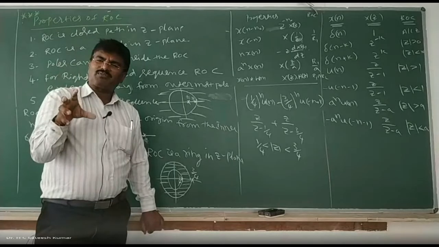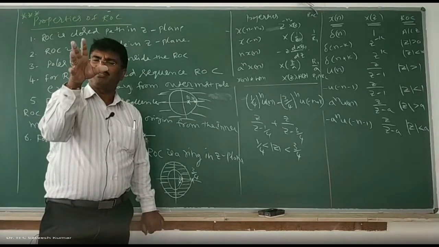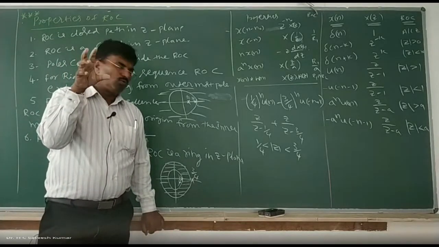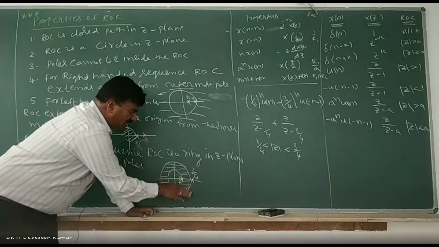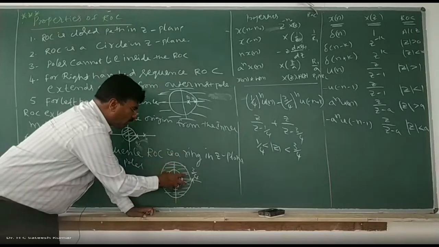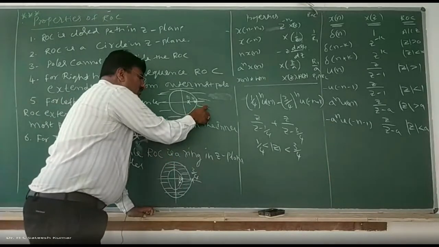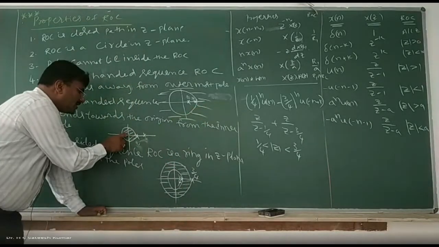Whatever the values of z for which X of z is obtainable, or finite, is known as the region of convergence. In this figure, the shaded area indicates where X of z is finite, obtainable.